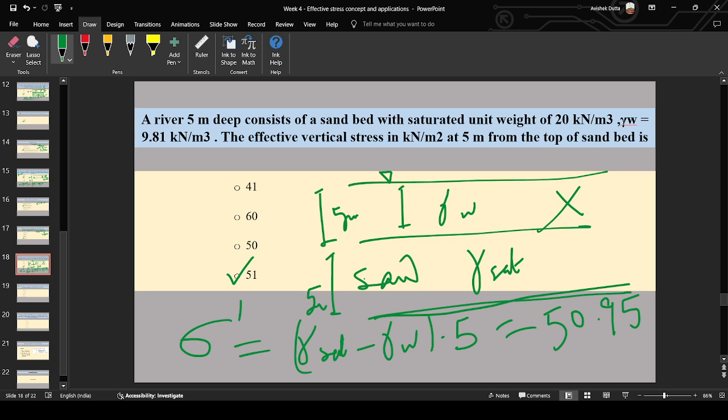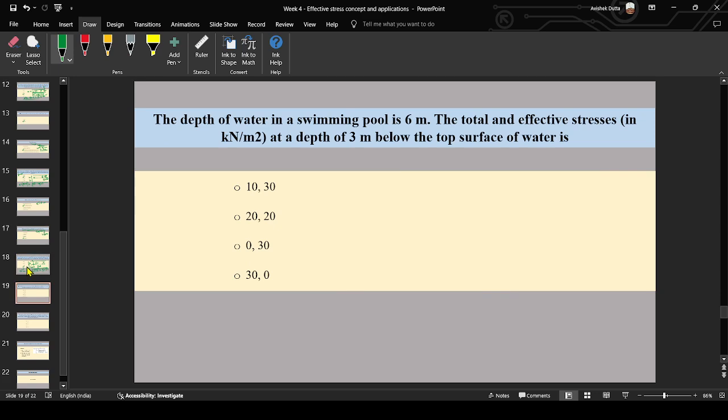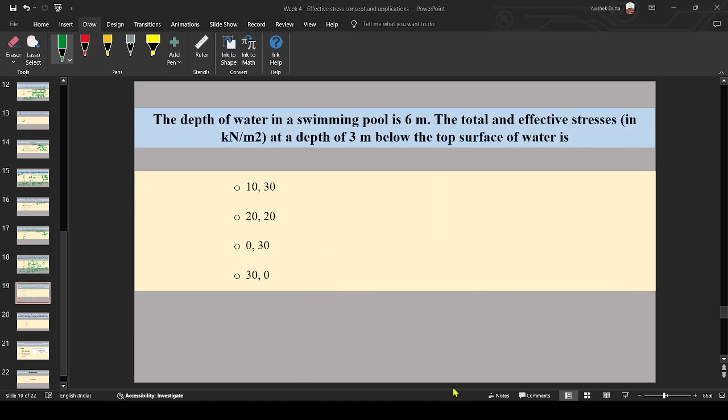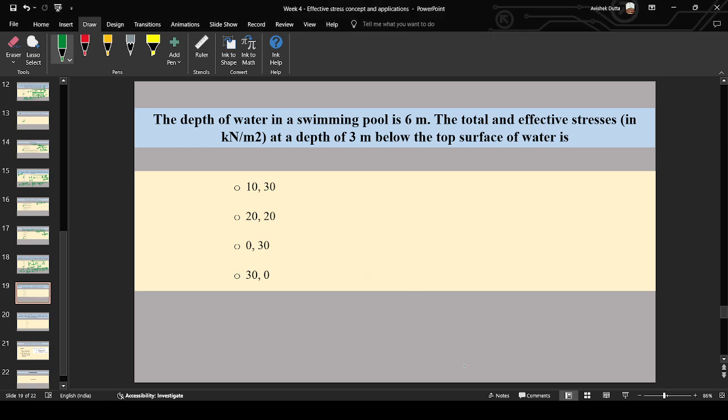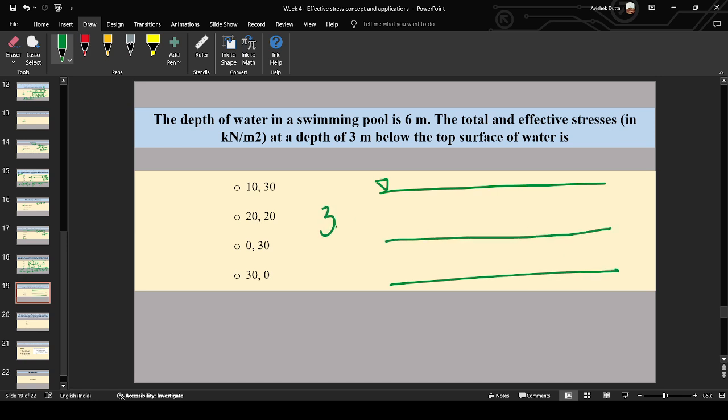Okay. Next question. The depth of water in a swimming pool is 6 meter. Find the total and effective stress at a depth of 3 meter below the top surface of water. So this is the swimming pool. This is the water table. Total depth is 6 meter, and we are asking at a depth of 3 meter.